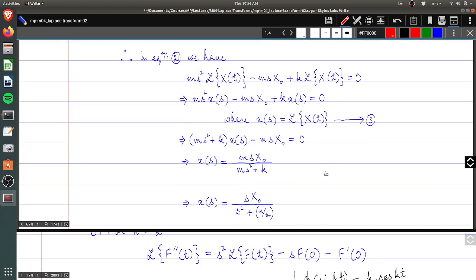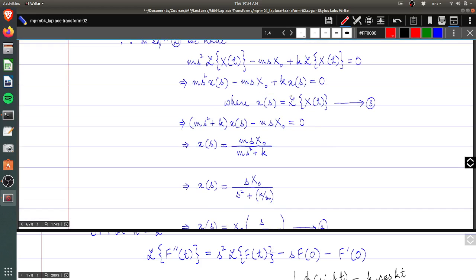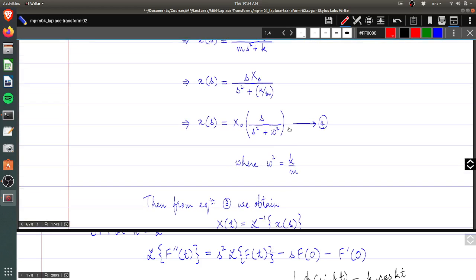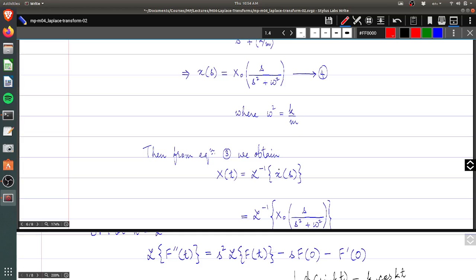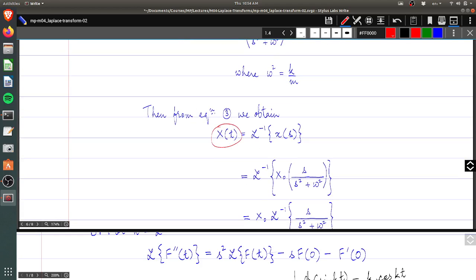Then from equation number 3, we know that x of s is the Laplace transform of x of t. That means x of t is the inverse Laplace transform of x of s. I want to find out x of t. Remember, we are interested in position as a function of time. We are not interested in x of s. It is just a tool which is going to help us find x of t. Remember that. So x of t is equal to the inverse Laplace transform of x of s.